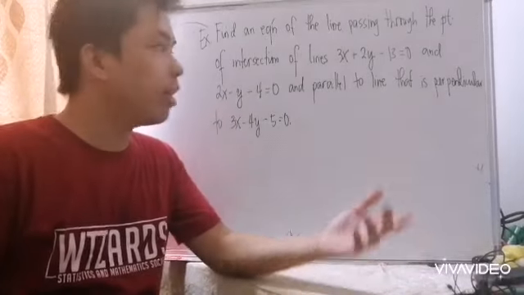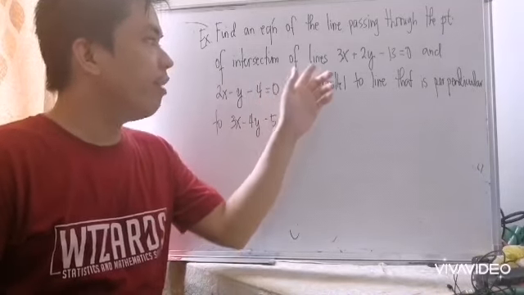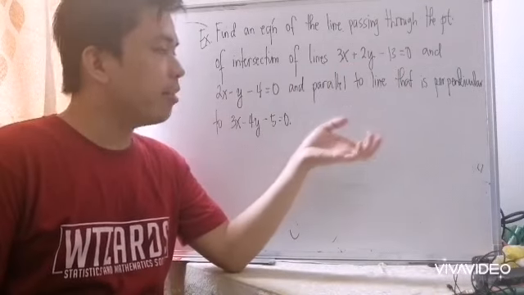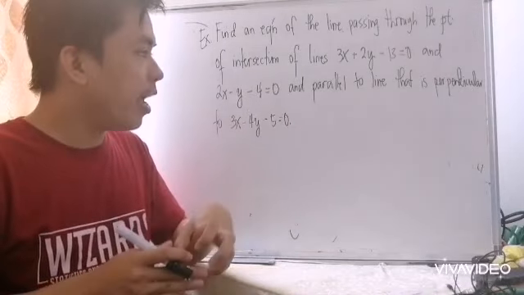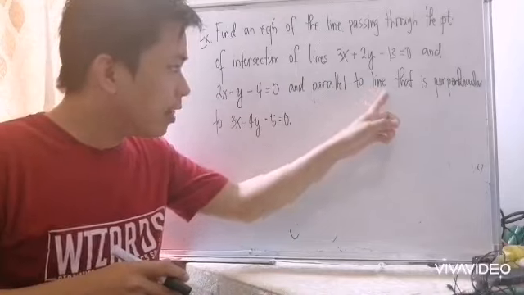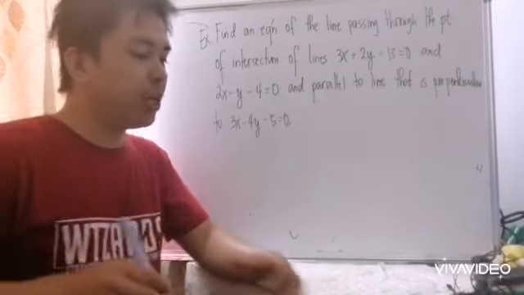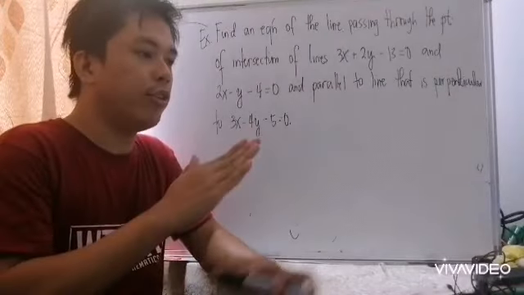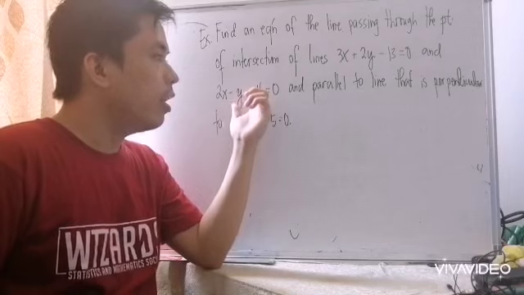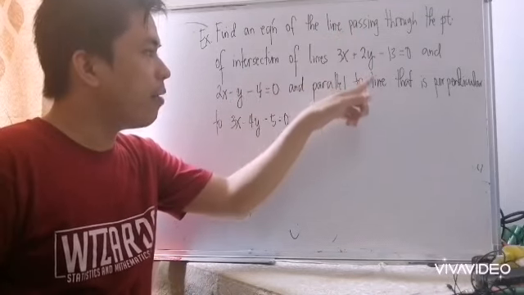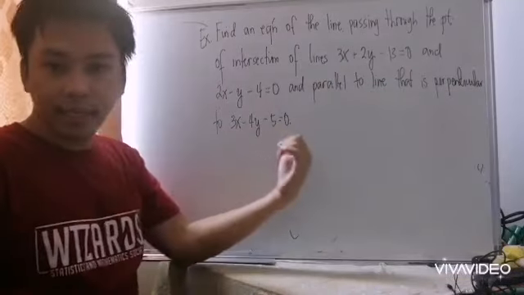Okay, so let's consider another example here. Find an equation of the line passing through the point of intersection of the lines 3x plus 2y minus 13 equals 0 and 2x minus y minus 4 equals 0, and parallel to the line that is perpendicular to 3x minus 4y minus 5 equals 0. So how do we interpret this? We have to find an equation of a line, and this line passes through the intersection point of these lines. Now, this line is actually parallel to another line, and this line that it is parallel to is actually perpendicular to this line.